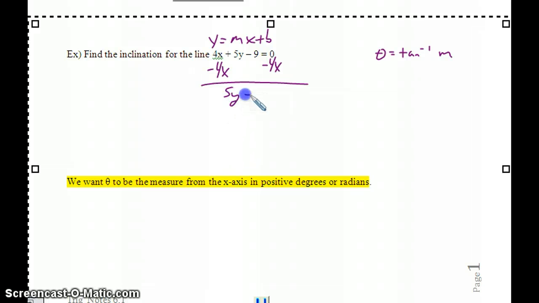So if I'm asking you to find the inclination for the line, or another way of saying that is the angle of inclination, for here, remember that our formula is theta is equal to the tangent inverse of the slope. So I need to know the slope of this line, so I'm going to put it in y equals mx plus b form. So I'm going to get rid of the x. I'm going to get rid of the 9.